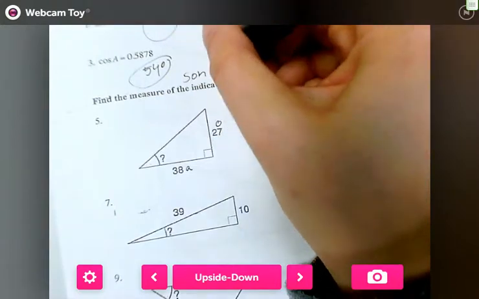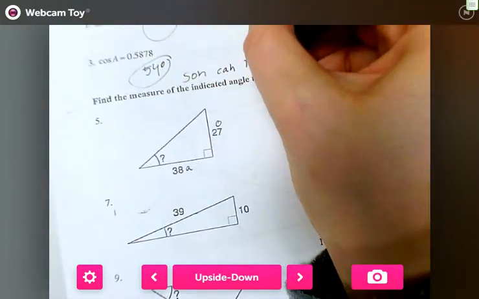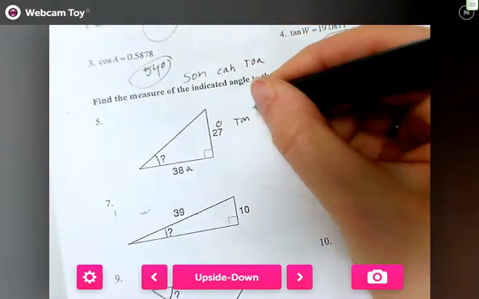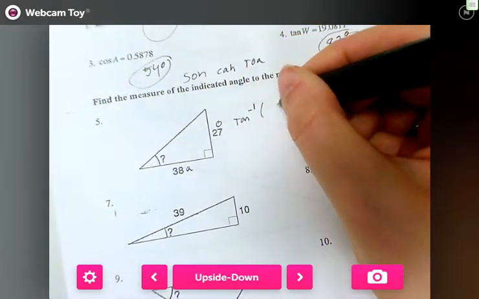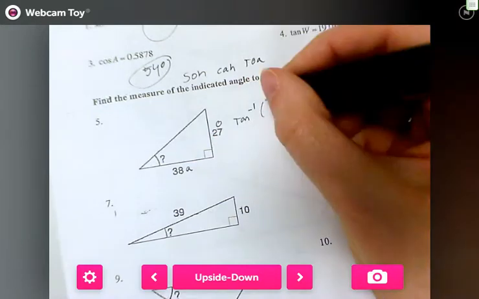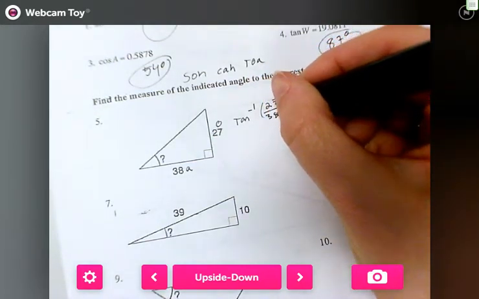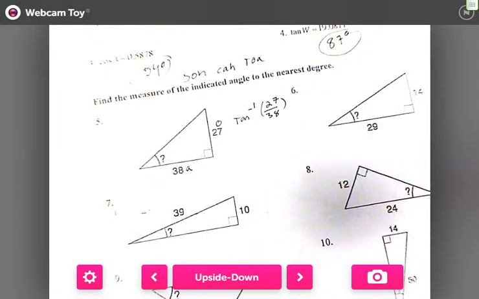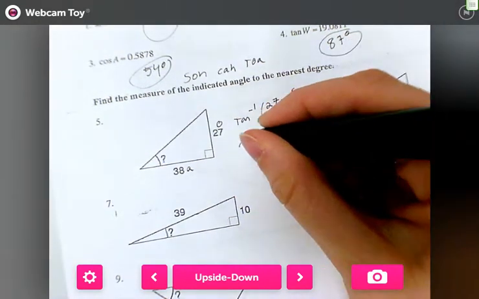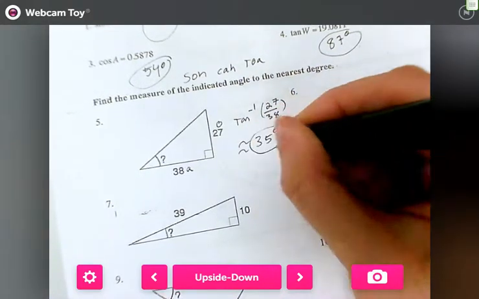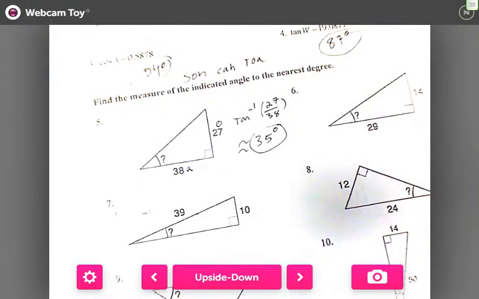I often write it at the top of my paper. Okay, so I'm going to use tan, inverse tan, and I'm going to put opposite on top because it comes first in my little saying, over adjacent, and then I'm going to stick this in my calculator. And I'm going to get, let's round to the nearest degree, guys. What do we get? 35 degrees. Questions about any of this?